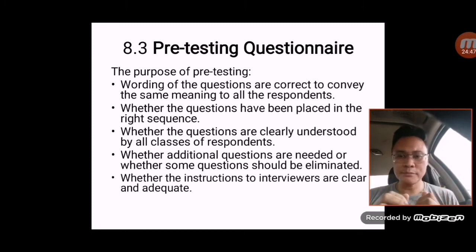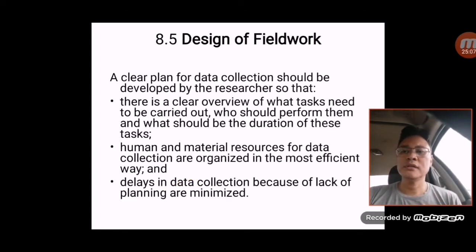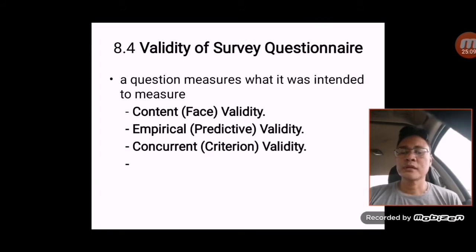Questionnaire ni nak bagi orang faham je. Kalau orang tak faham, susah nak jawab. And then bila orang susah nak jawab, kita tak dapat data yang bagus. Alright. Validity of survey questionnaire, content validity ataupun face validity. Satu lagi empirical predictive validity, and satu lagi concurrent criterion validity. Ni kita tengok tiga benda ni penting lah, sebab semua nak kena kesahan, sah dan semua sah.